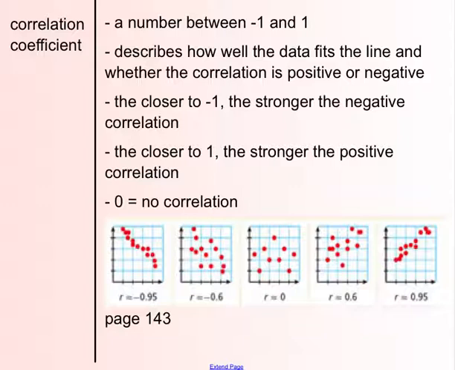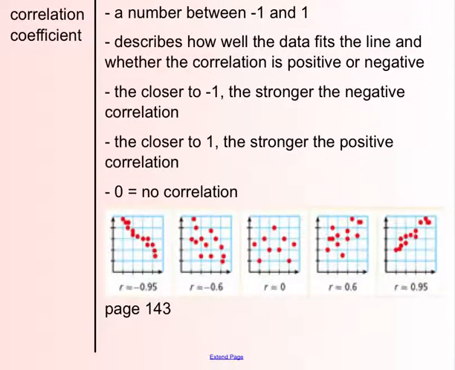The graphs at the bottom of the page here are also in your book on page 143, so don't feel like you have to copy these down. You may just want to note where they are. But this gives you an idea of the different types of correlation. So the R is standing for the correlation coefficient.